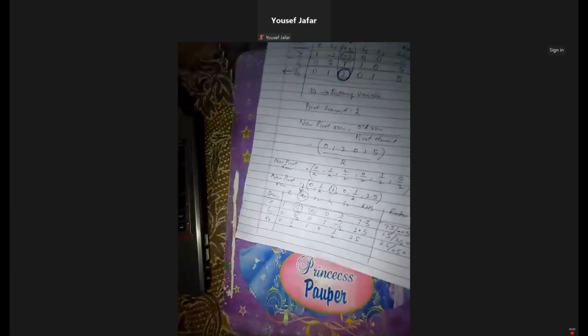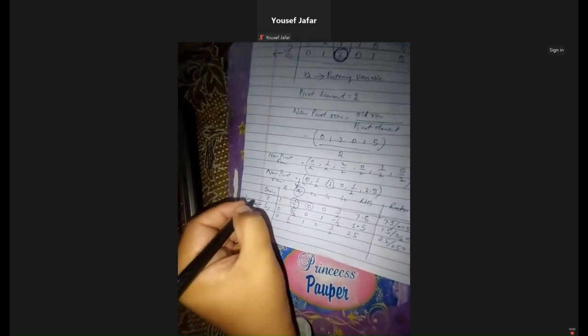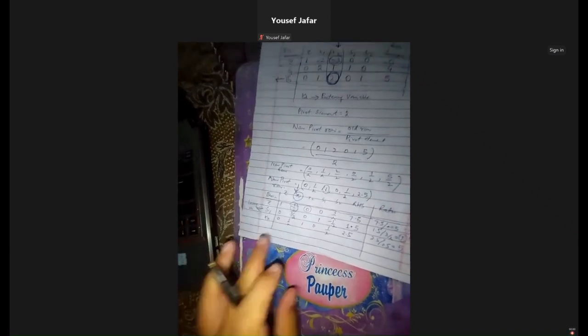So S1 here is the leaving variable, and X1 is the entering variable. Now we will update this table. We write basic variable, x1, x2, s1, s2, the right hand side or solution, and ratio.